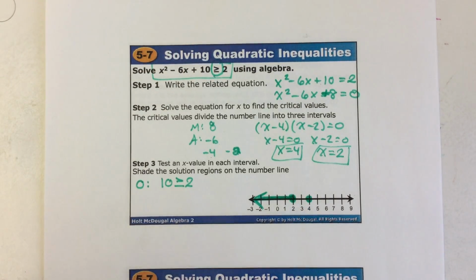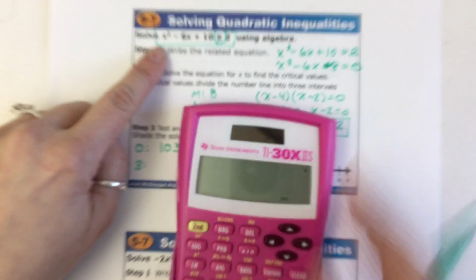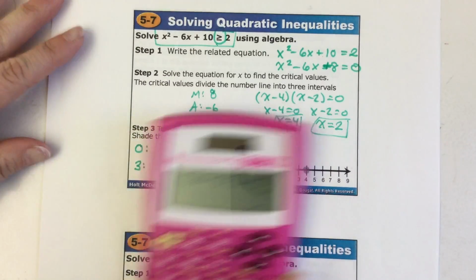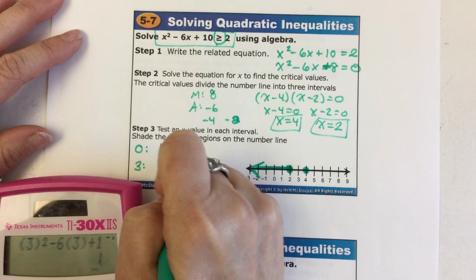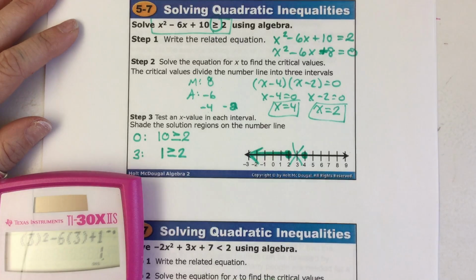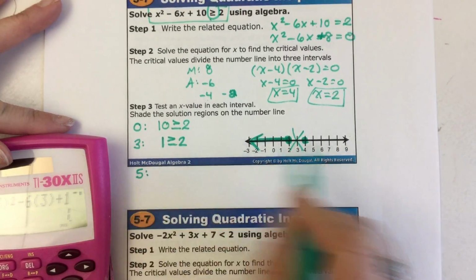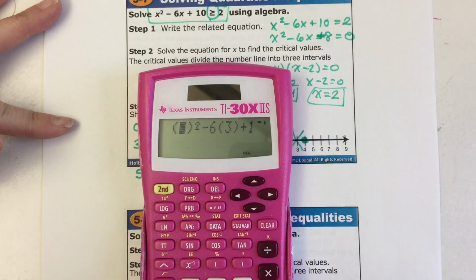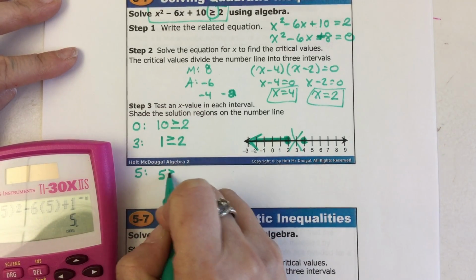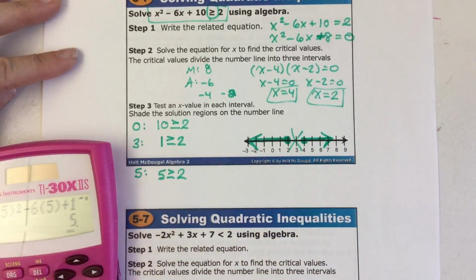Let's try a number in between 2 and 4. So I have to try 3. If I go ahead and I put 3 into the original, 3 squared minus 6 times 3 plus 10, I get 1. So the statement says 1 is greater than or equal to 2. Well, 1 is not greater than or equal to 2, so you don't shade there. Now I go ahead and try a number going to the right. Let's try 5. If I go ahead and just hit the up arrow, change my 3's to a 5, I get 5. Is 5 greater than or equal to 2? That is true, so I would shade going to the right.